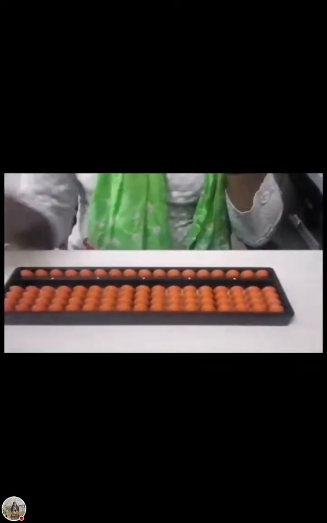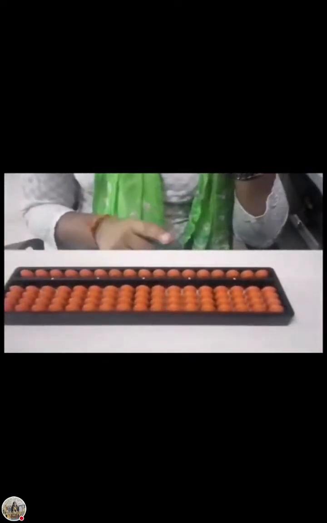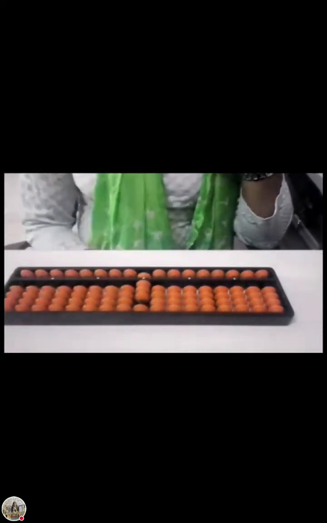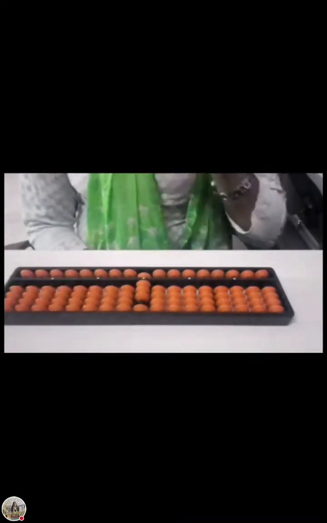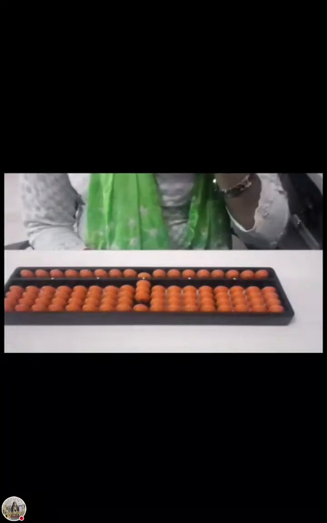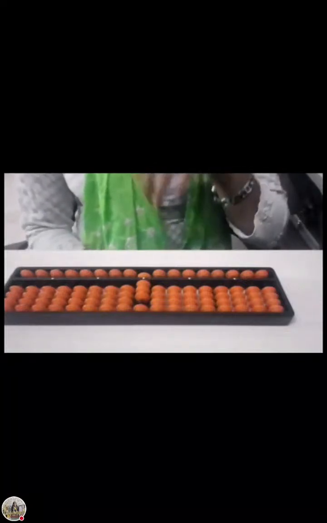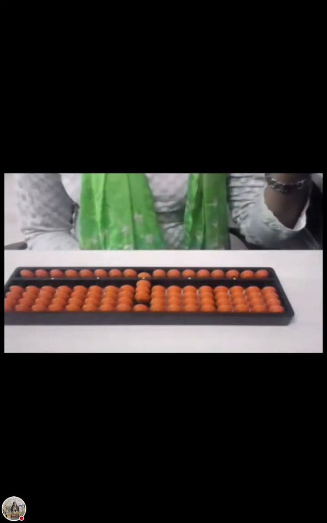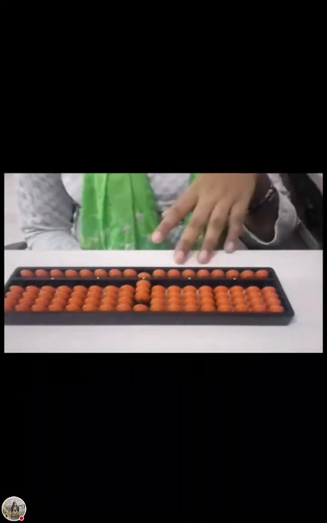Now, see, what was my question? 8 minus 10. So here's my one rod. I will set 8 here. Now, can I minus 10 from it? No, I cannot minus 10 from it. What will I do? I will take the help of my neighbor.